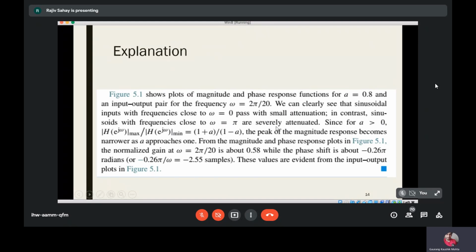And the way it is designed, the peak of the magnitude response becomes narrower as A approaches 1, because you have the denominator as 1 minus A. So H(e^jω) max by H(e^jω) min is (1 plus A) by (1 minus A). So if A approaches 1, then this tends towards infinity. It becomes steeper and steeper as you approach the DC frequency. Okay.